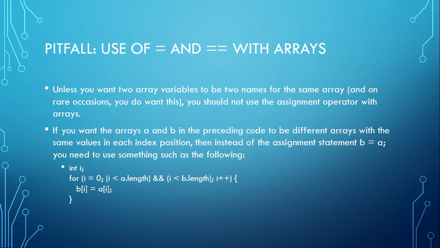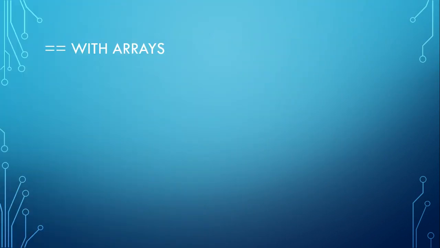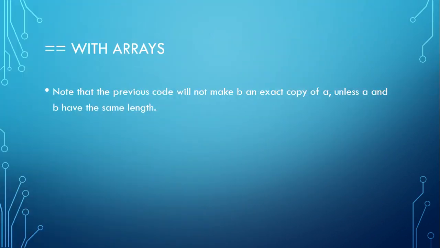If you want the arrays in a and b in the preceding code to be different arrays with the same values in each index position, then instead of the assignment operator b = a, you need to do something such as the following: for (int i = 0; i < a.length && i < b.length; i++) b[i] = a[i]. Now note that the previous code will not make b an exact copy of a unless a and b have the same length.